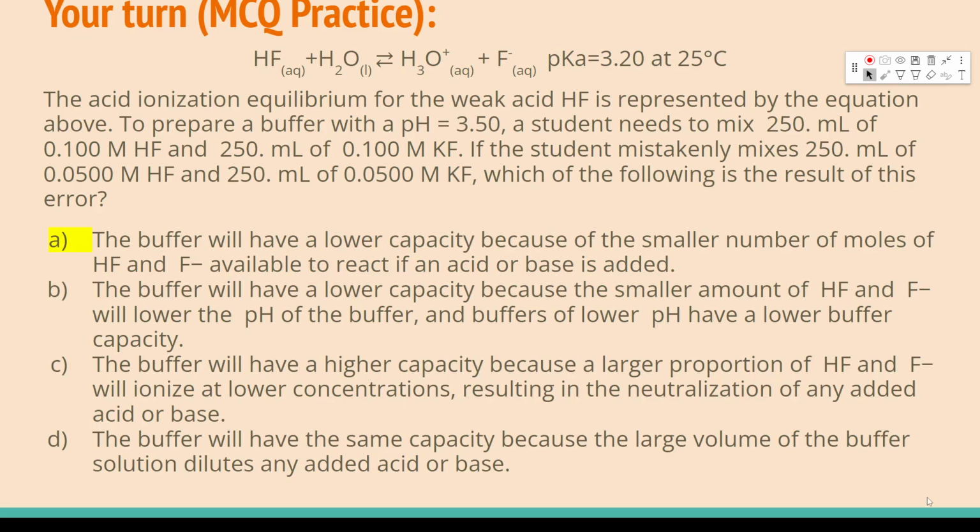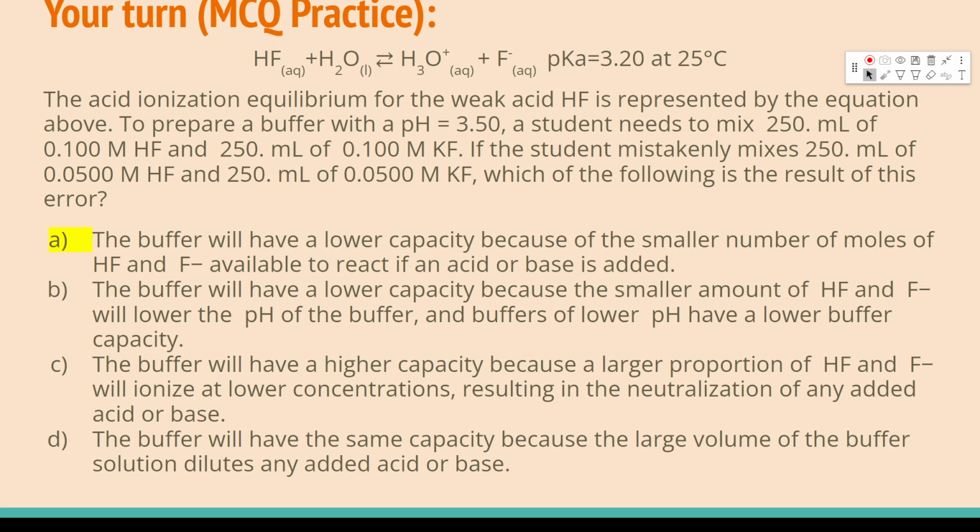Bam, it's A. I didn't explain my answer thoroughly compared to the previous your turn because I got lazy, I'll be honest. And so A is correct because the buffer capacity depends on the concentrations of the weak acid and its conjugate. So the lower concentration of both of them means the lower buffer capacity because there's a smaller amount of moles. B is incorrect because it depends, again, on what I said earlier. And C and D are also incorrect. I don't know what else to say. Make sure you know the difference between capacity versus just pH in general.